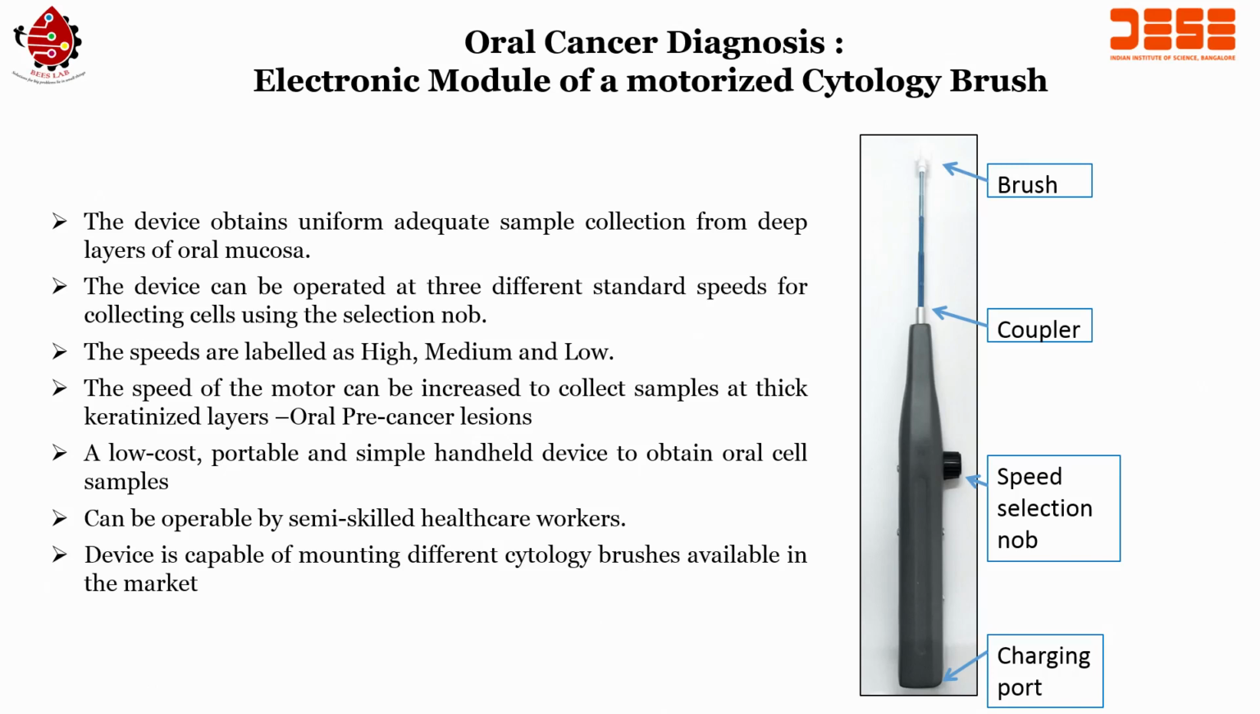It is low cost; we have developed this system right in the laboratory. It is just a 3D printer and some electronics and a battery. I will show you in the next slide what the electronic components are within this particular tool. It is a low cost, portable and simple handheld device to obtain oral cell samples, and it can be operated by semi-skilled health workers. The device is capable of mounting different cytology brushes available in the market. This is the advantage: whatever brush you have, you can mount it on this device and use it, very simple to use.